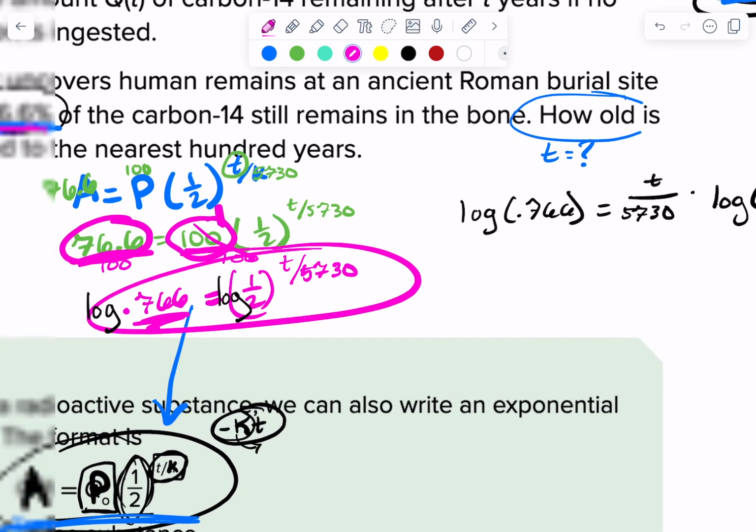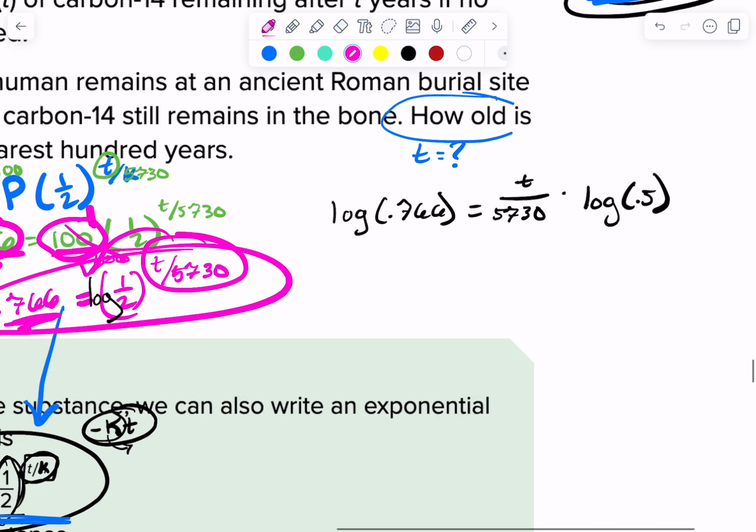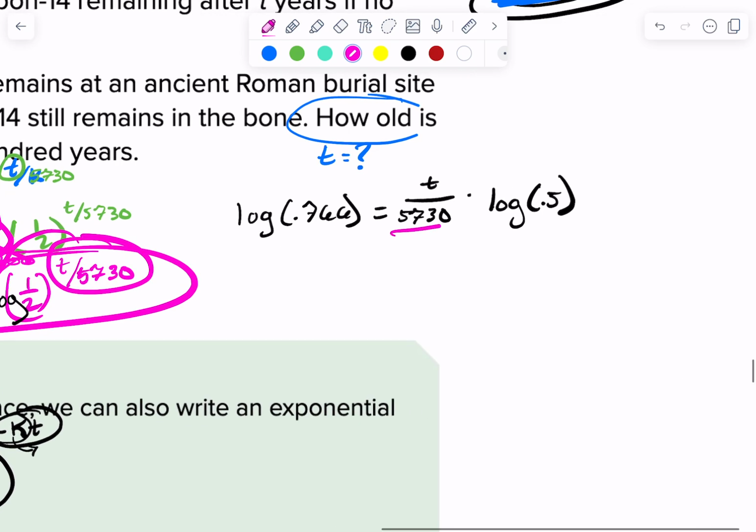Can we zoom out a little bit? We have to log both sides though? Yes, we logged both sides and the t over 5730 came down to the front. Now what? Can you multiply by whatever now? You can. He's multiplied, so we've got to divide. I'm going to divide by log 0.5.